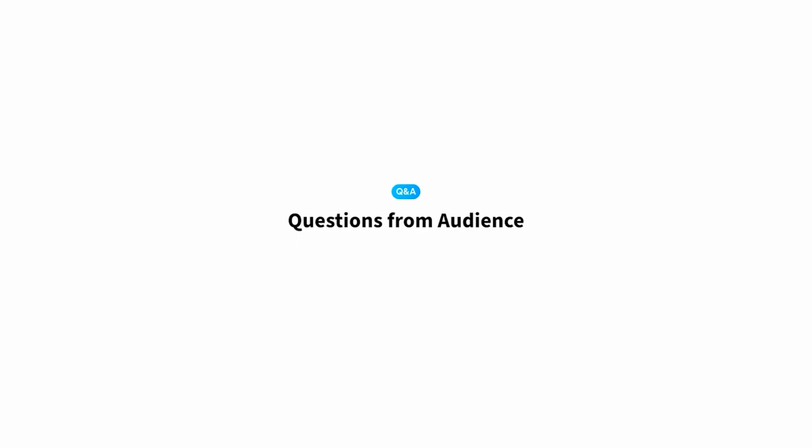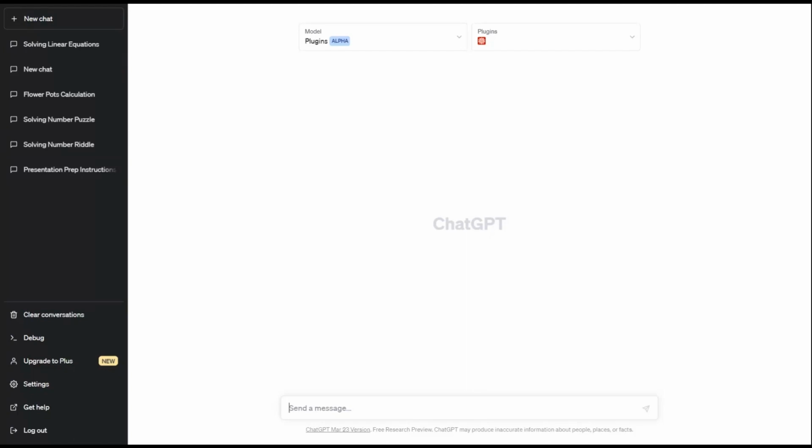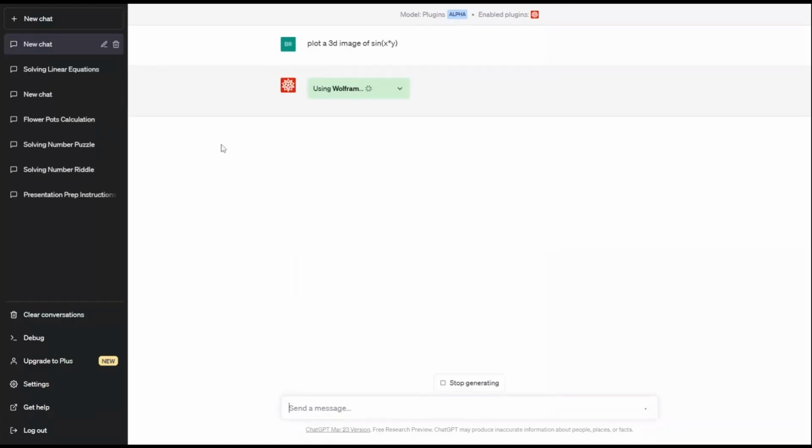Let's see, are there any interesting questions that have come into the chat? Maybe some other live examples that we could try. Somebody asked about making 3D plots. Oh yeah, okay. So plot a 3D image of, and a typical example that we like to give is sine of x times y. That's a fun one that we do for a lot of our internal demos and promos, but maybe we can do a more exciting one.